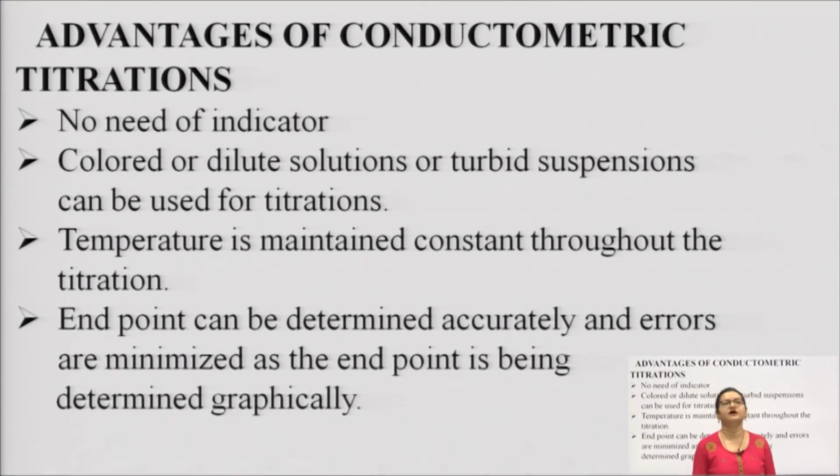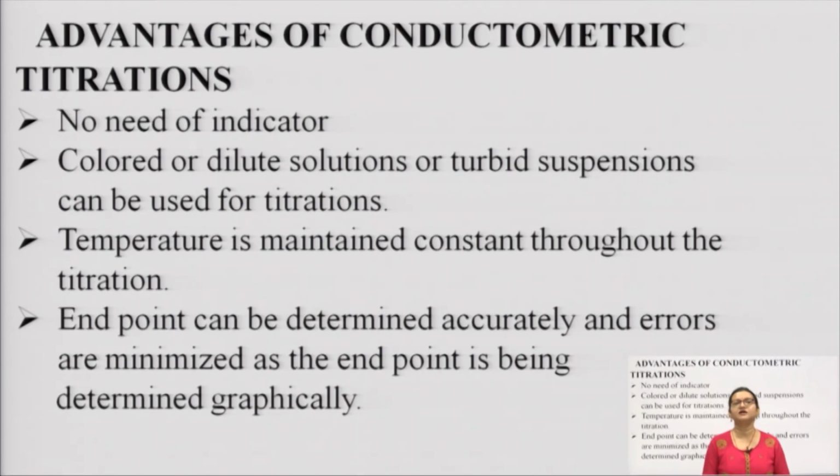Then comes the advantages of conductometric titration. As we have seen, the titration is very precise and gives very accurate results. There is no need of any indicator. This can be very useful for colored solutions, and dilute or turbid solutions or turbid suspensions can be very well estimated by this conductometric method.